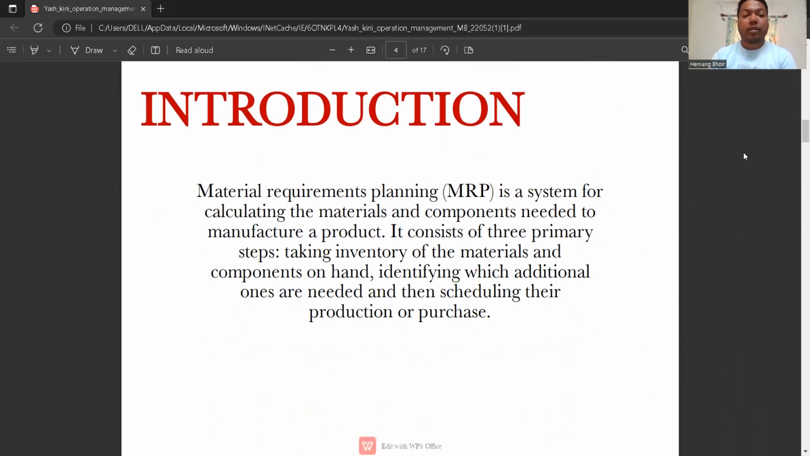Material requirements planning. MRP is a system of calculating the material and the components needed to manufacture a product. It consists of three primary steps: taking inventory of the materials and components on hand, identifying which additional ones are needed, and then scheduling their production or purchase.